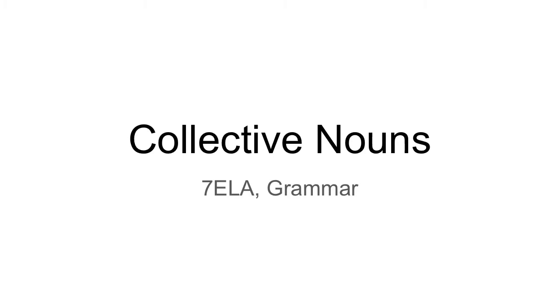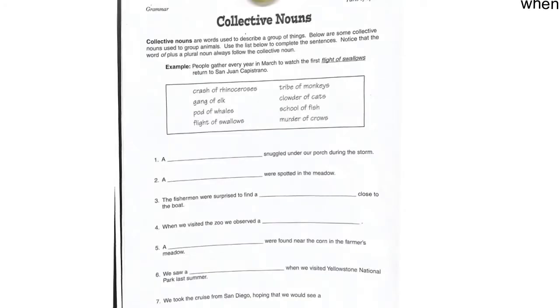All right, seventh grade. This is your grammar lesson for this week. It is on collective nouns. We're going to be working with collective nouns. Collective nouns are words used to describe a group of things. Below are some collective nouns used to group animals. Use the list below to complete the sentence.